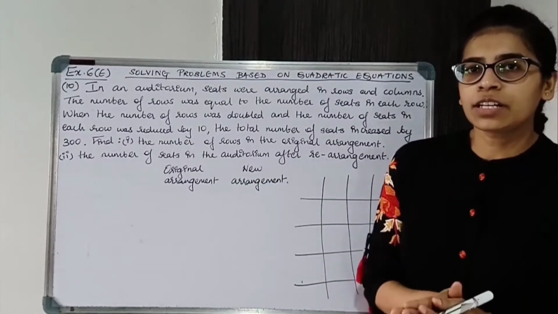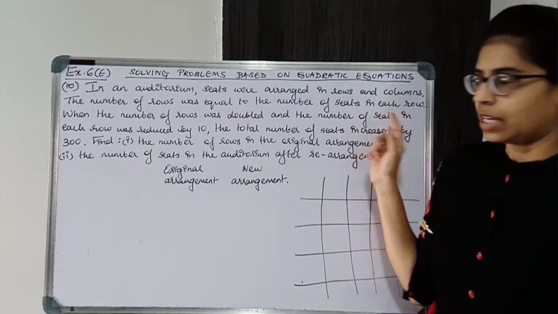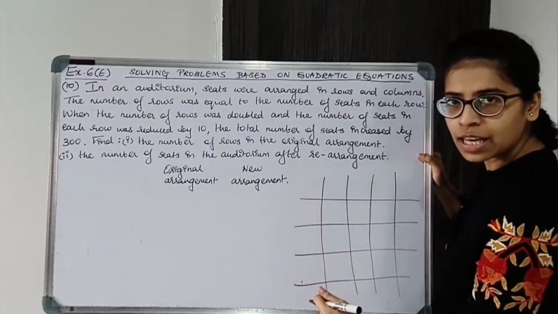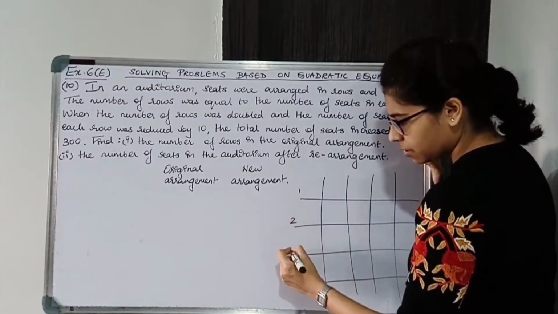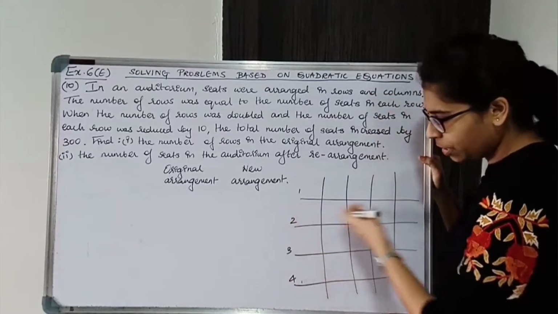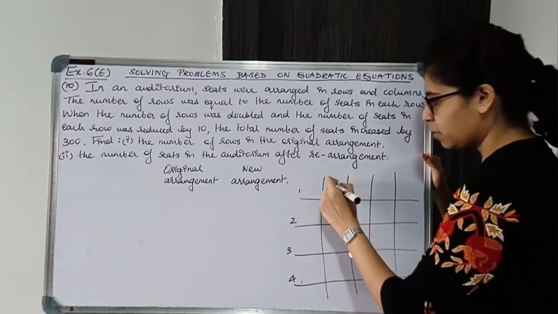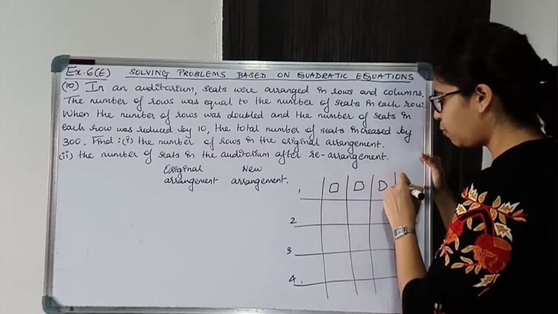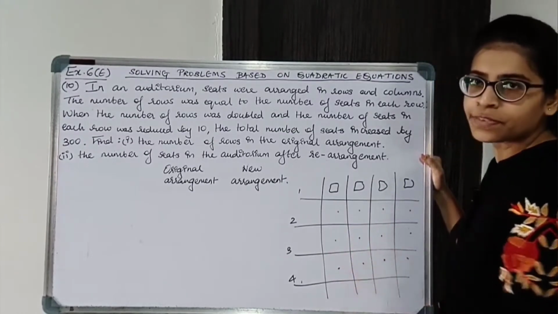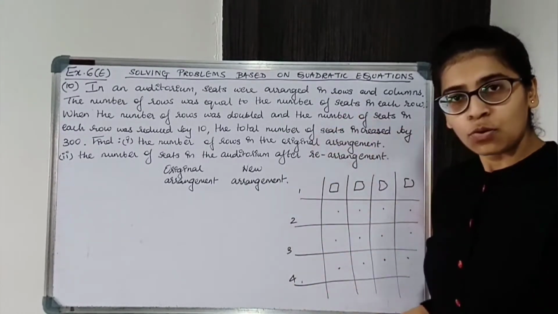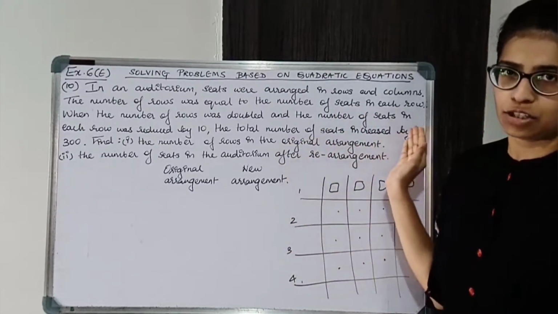Now for original arrangement, the number of rows was equal to the number of seats in each row. That is, जितने rows हैं उतने seats हैं in each row. If there are 4 rows, there are 4 seats in each row. So there will be 1, 2, 3, 4 seats. Here also 4 seats, here also 4, यहाँ पे भी 4. If there are 10 rows, there will be 10 seats in each row. If there are 20 rows, there will be 20 seats in each row.